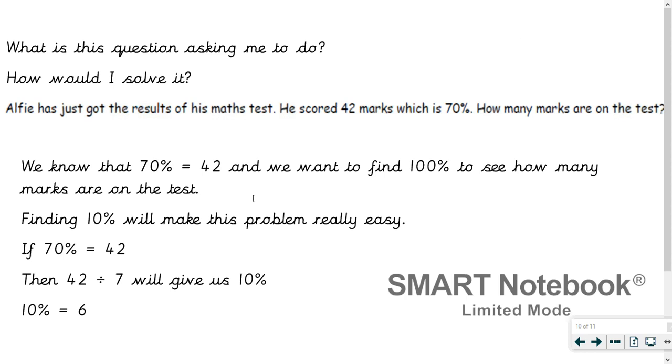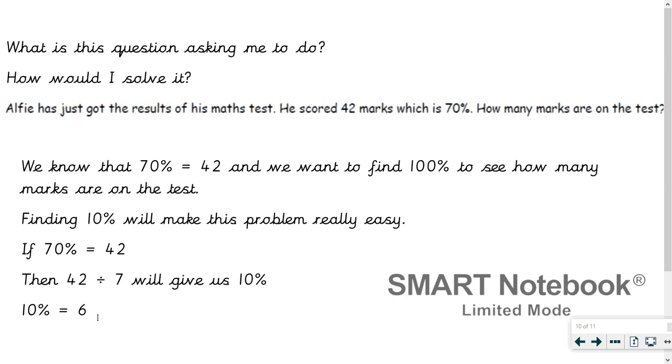So we know that 70% is 42, and we want to find 100%. So there's got to be an easy number which we can times really easily to get that 100%. Now I can't really times anything by 70 to get 100, but I can find 10% from this 70% and then times that by 10. So let's have a go. Finding 10% makes it easy, as I've said. So 70% equals 42. Then to get 10%, I'd divide 70% by 7, because there's 7 lots of 10 in 70. So if I'm dividing the 70% by 7, I've got to do the same to this 42. So 42 divided by 7 is 6, which means 10% is 6.